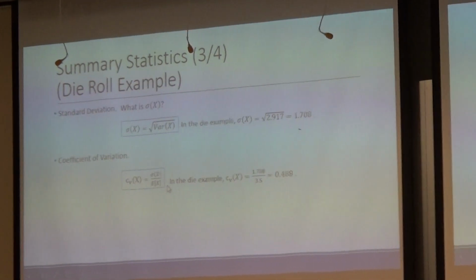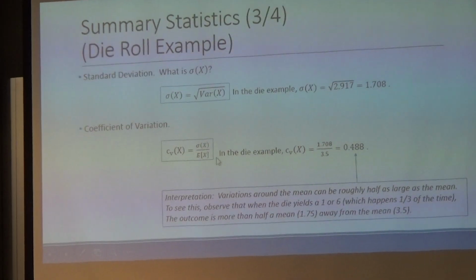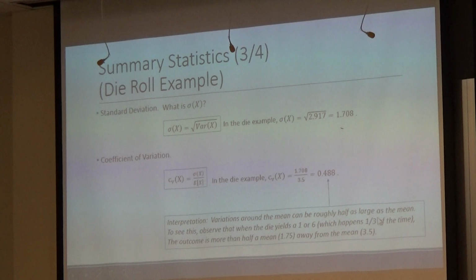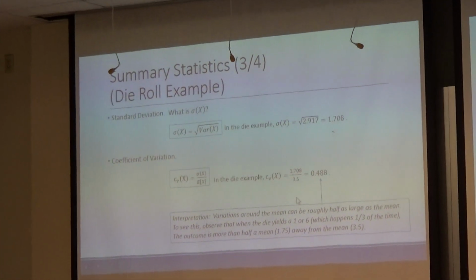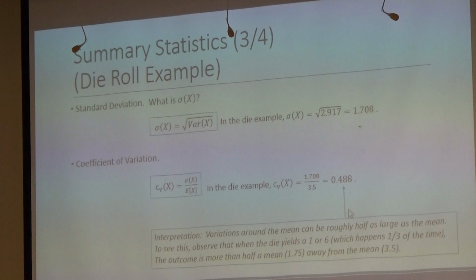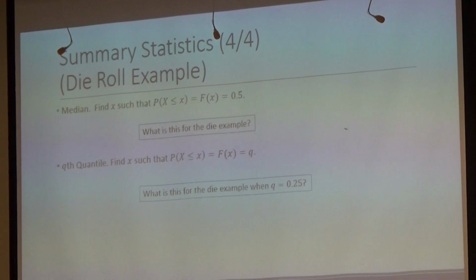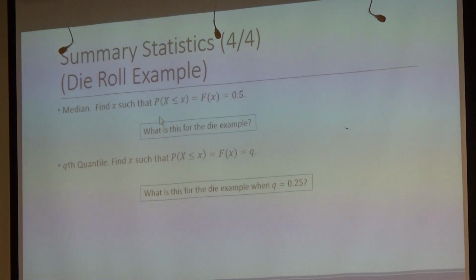Okay, so measures of variability. Oh, and I have an interpretation. This means variations around the mean can be roughly half as large as the mean. So if I know my mean is 3.5, this die is quite often likely to be rolled either 3.5 divided by 2, so 1.7 lower or 1.7 higher. How about the median? The median is 50%. So the median is where 50% of the time the die is less than or equal to 3.